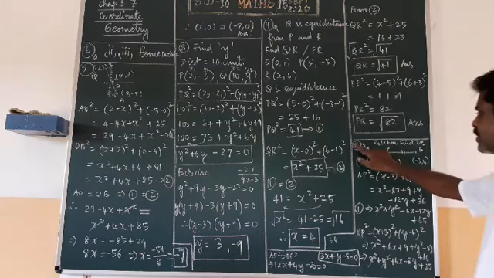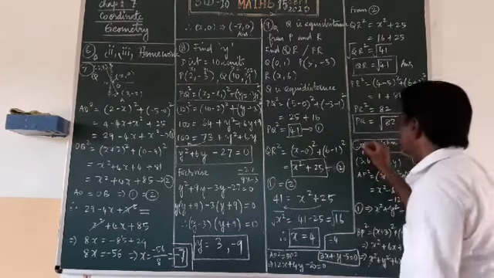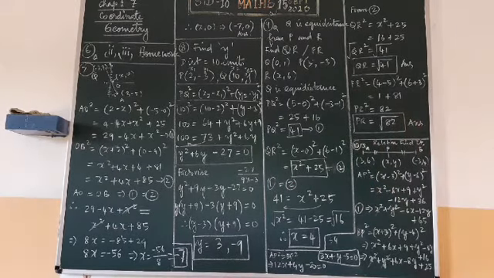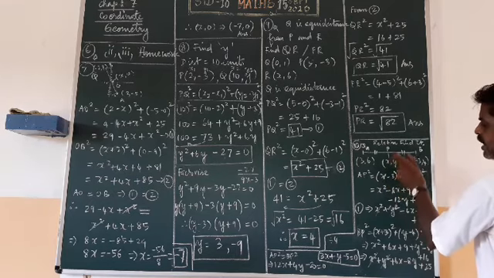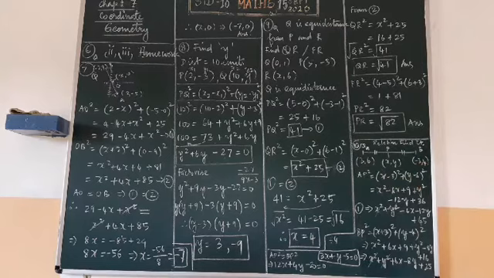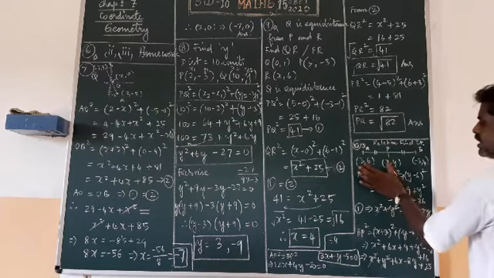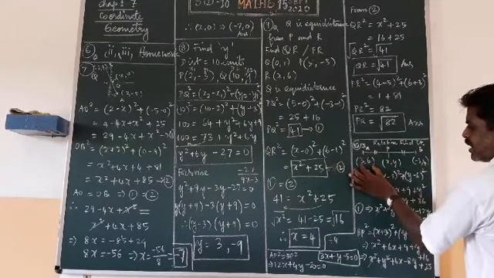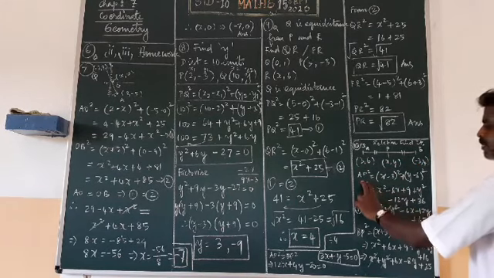In the 10th question, if you see, the last question, they are asking to find the relation between x and y if (x, y) is lying equidistant from (3, 6) and (-3, 4). (x, y) is coming in between, equidistance is there. So the distance from (x, y) to (3, 6) should be equal to the distance from (x, y) to (-3, 4).